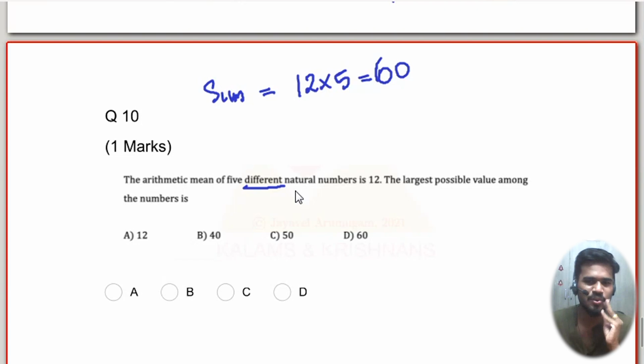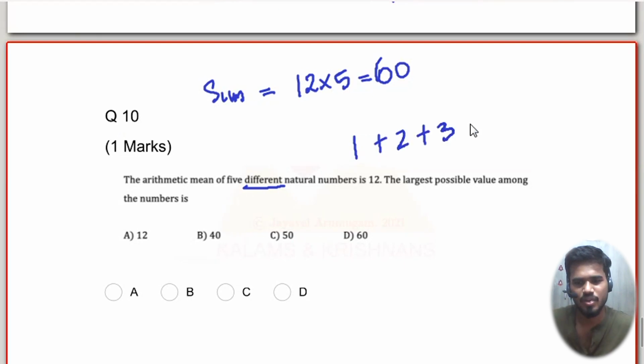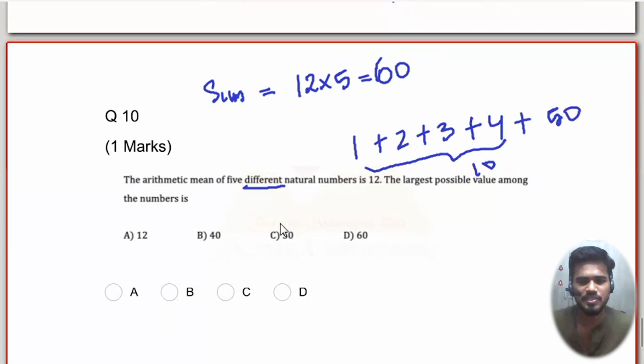At least then, 0 is not a natural number, so it rules out the case. It has to be the 4 smallest numbers, 1, 2, 3 plus 4. Notice the sum here is 10. So if we have 50 here, you get the sum to be 60. Again, nice question. Just that there are some minor traps here. You could answer this whether or not you know what a natural number is.